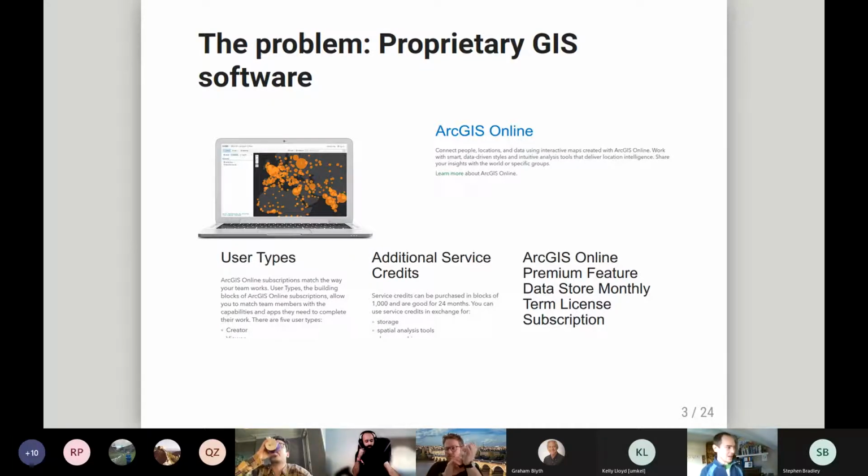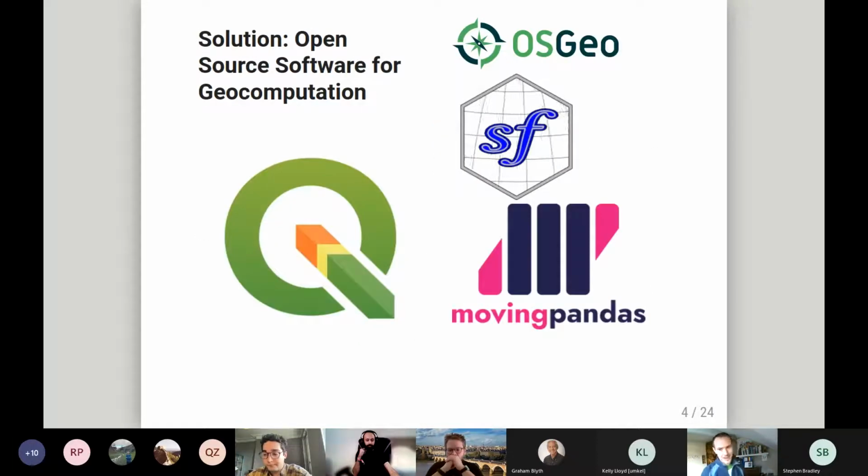The great thing about these slides is I'm going very quickly from problem to solution. So yeah, we know the solution, and they're doing really well. There's a thriving ecosystem of open source tools for geographic data analysis, and I think it is worth taking a little look at some of these tools.